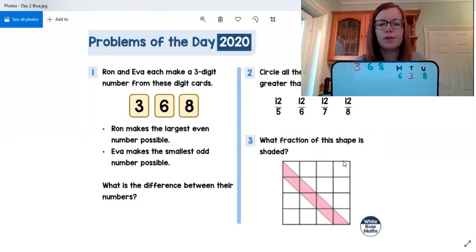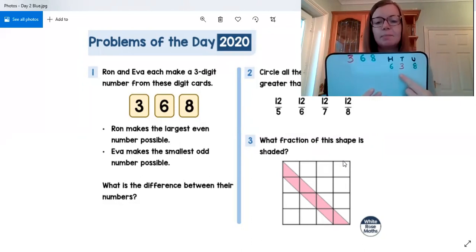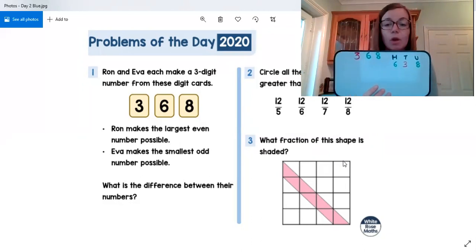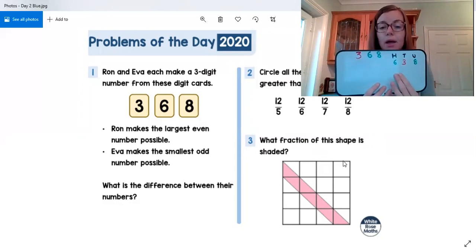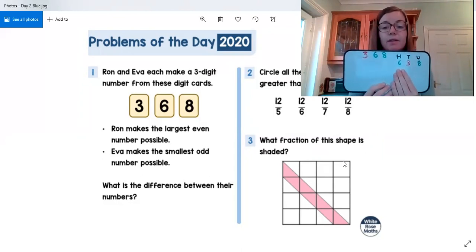I'm hoping some of you have noticed, by me just guessing, I've made a mistake here. This isn't as big as I could get. What we need to do to make the largest even number is have our largest possible number in the hundreds column, as long as it leaves us another even number. And as we have 2, it does.